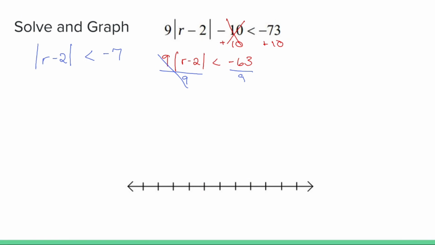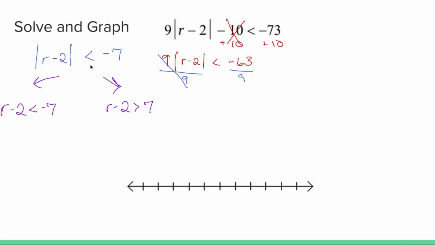There you have it. Now that we have the absolute value all by itself, we can split this up into two inequalities. Each inequality is going to have whatever's inside the absolute value on the left, like that. One inequality has you keeping the symbol and keeping the right side. The other inequality has you flipping the symbol and the opposite of the right side. So the opposite of negative 7 is positive 7.